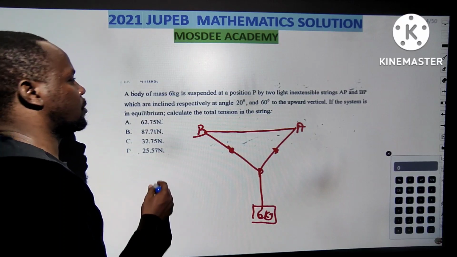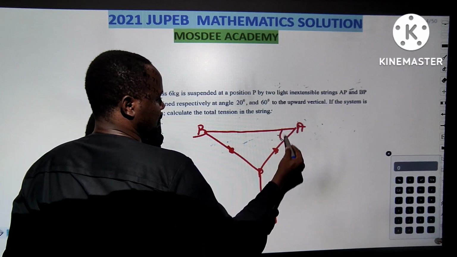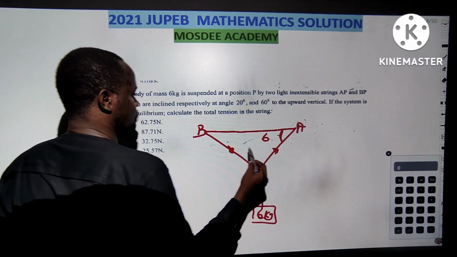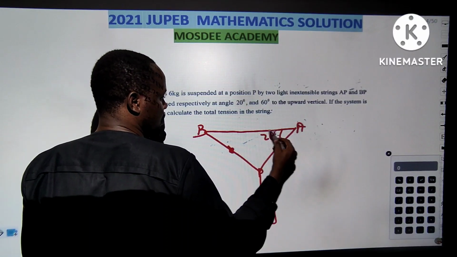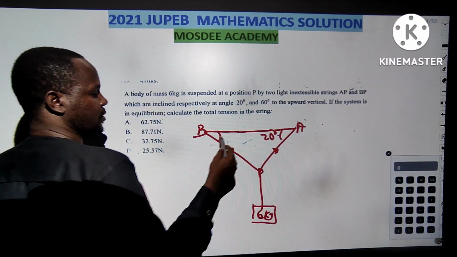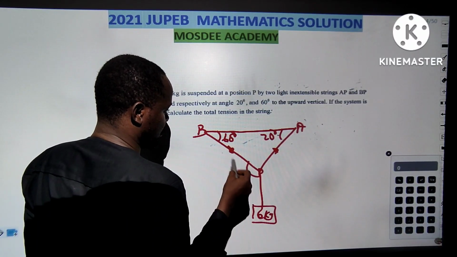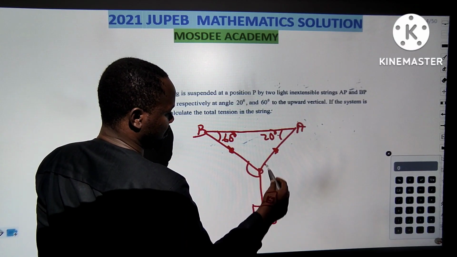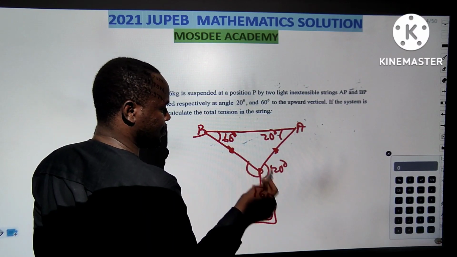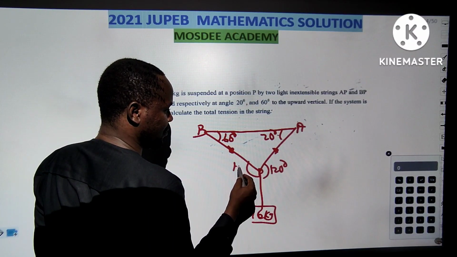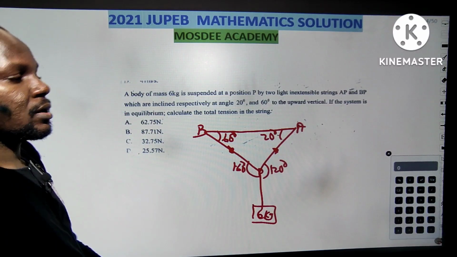So let's use Lami's theorem. The first one says AP is the first angle. This is 20. The truth is, I'm frustrated with this, so I won't lie to you guys. Then the second one is 60. So I just do the angle. This is 120, that's pi minus, 180 minus 60. And that is why I'm going to need a calculator again.